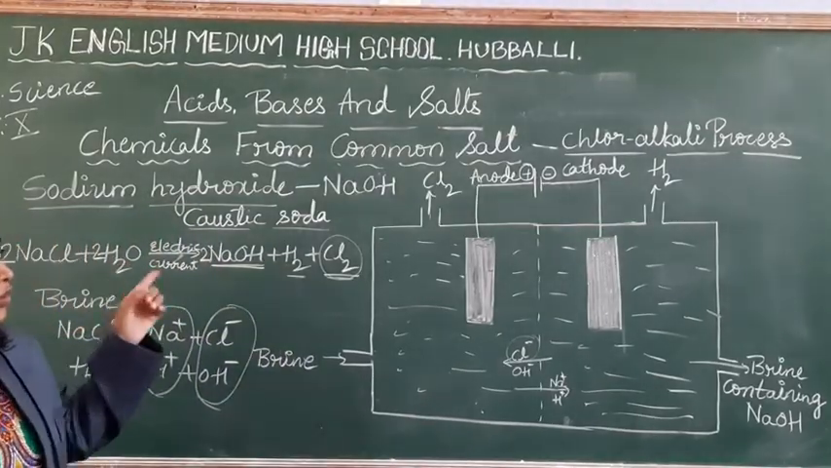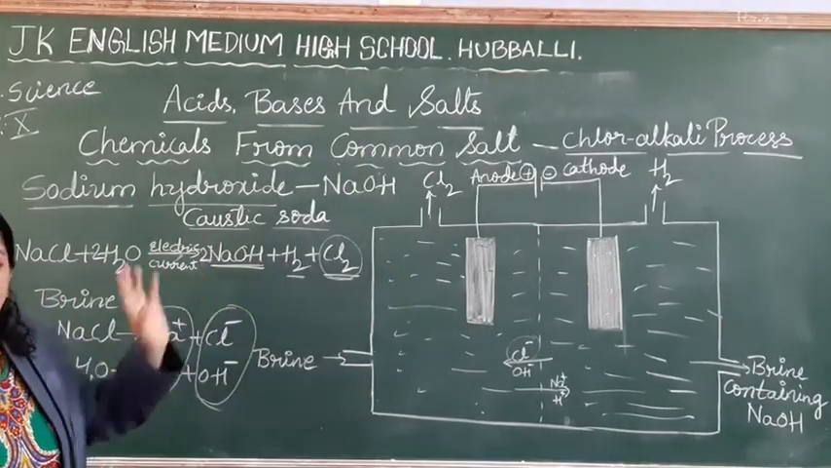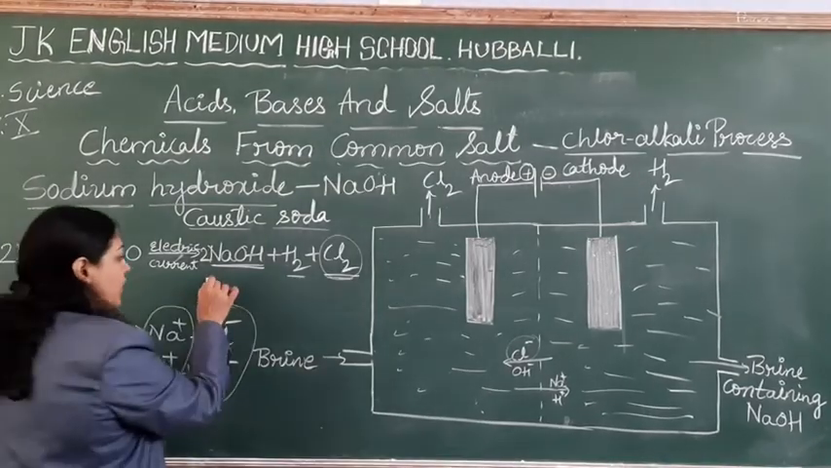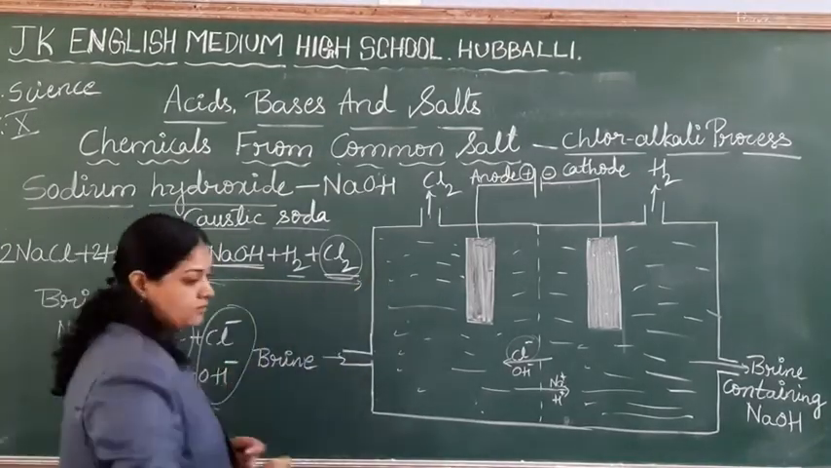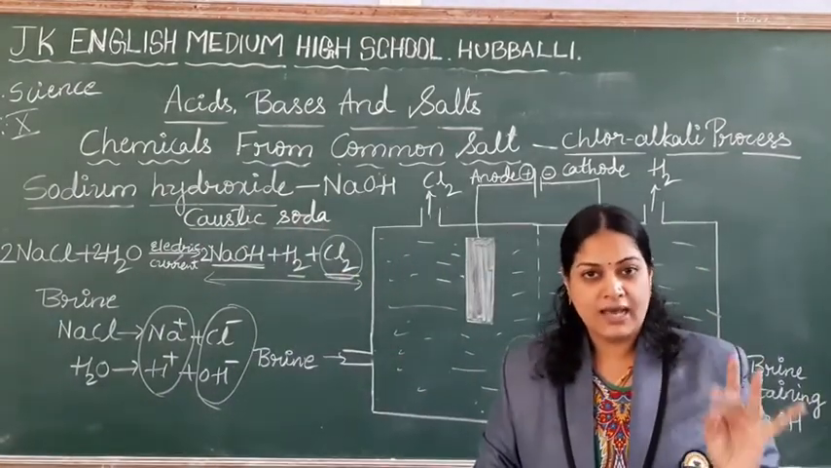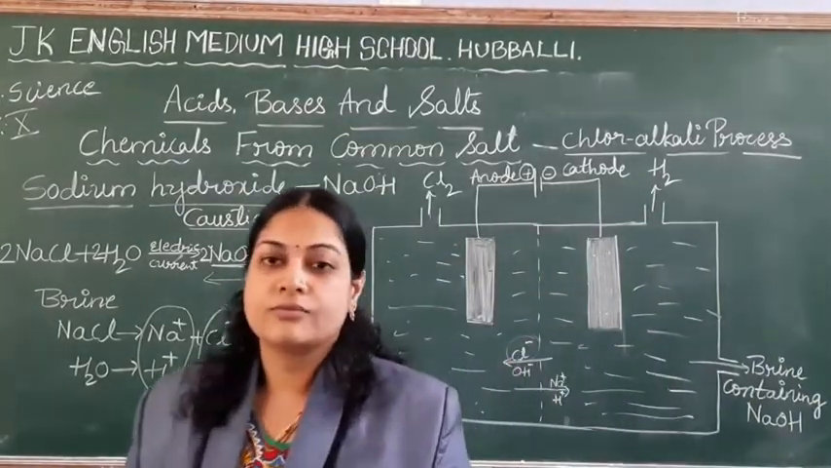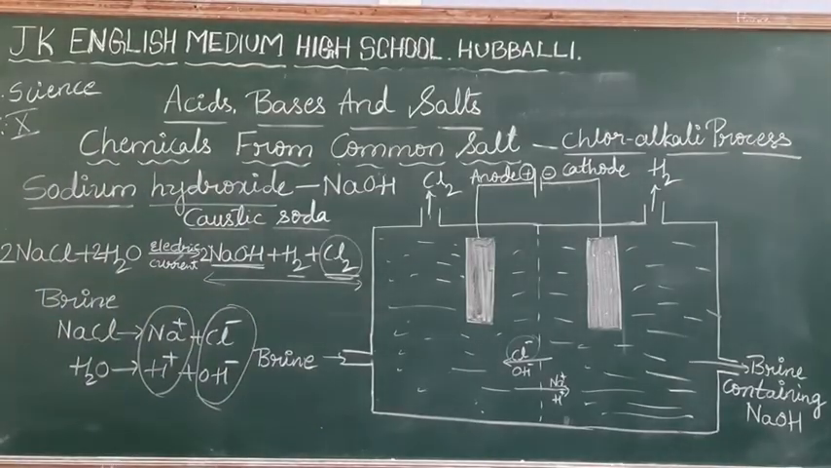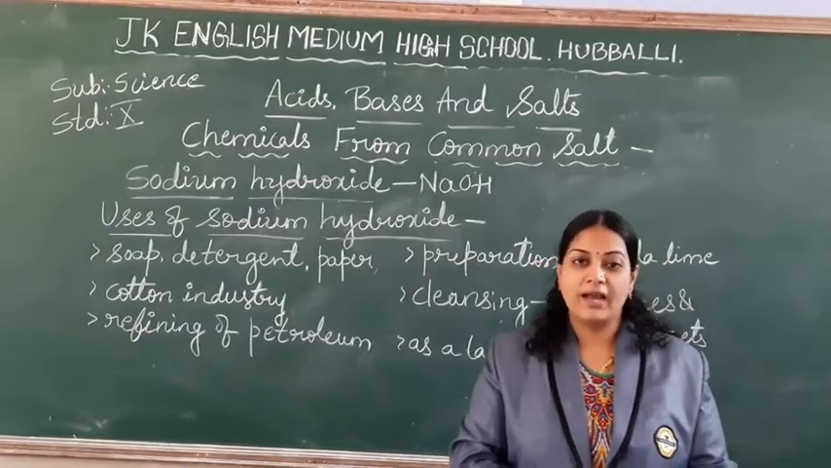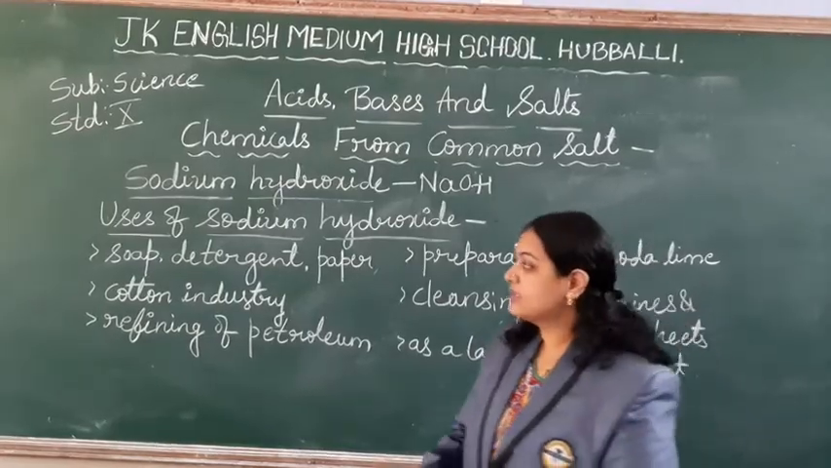So from the chlor-alkali process we got sodium hydroxide, chlorine and hydrogen gas. All these three products have importance. We are using them in different fields: sodium hydroxide, hydrogen as well as chlorine. Let us discuss, take down the diagram and finish. As we have just discussed, sodium hydroxide, hydrogen and chlorine have many uses. So let us discuss one by one.